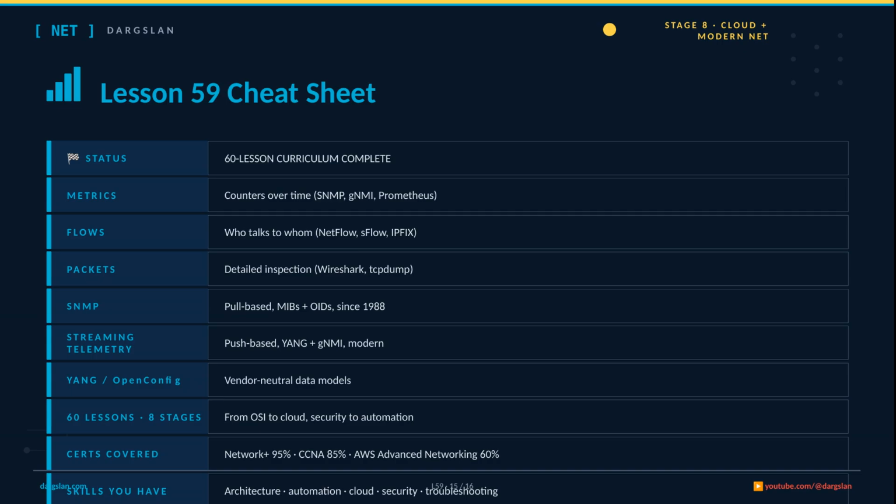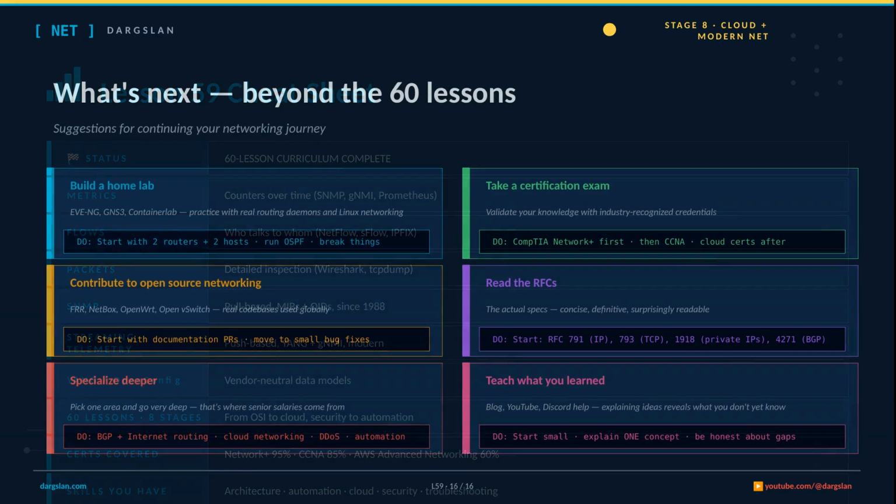You've moved from legacy pull-based SNMP all the way to push-based streaming telemetry with YANG and OpenConfig. 60 lessons, 8 stages, 3 certifications well within reach, architecture, automation, cloud, security, troubleshooting. That's the skill set you now carry. So where do you go from here?